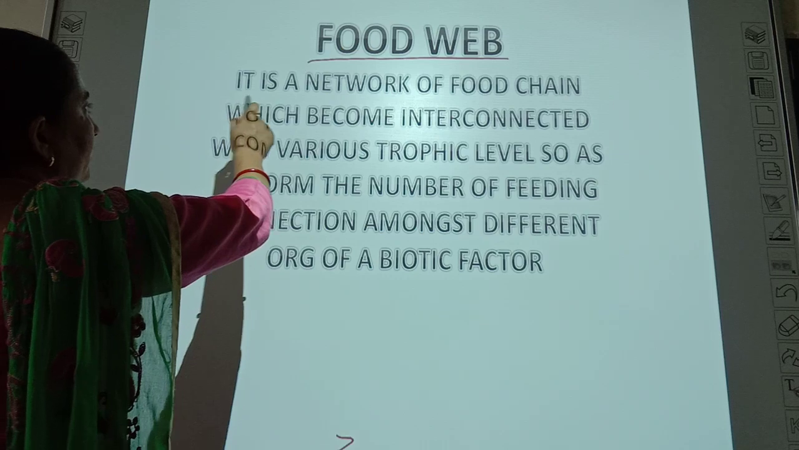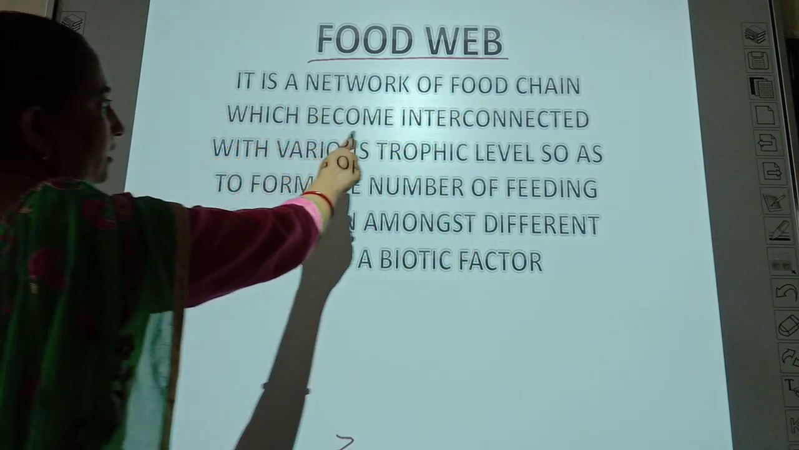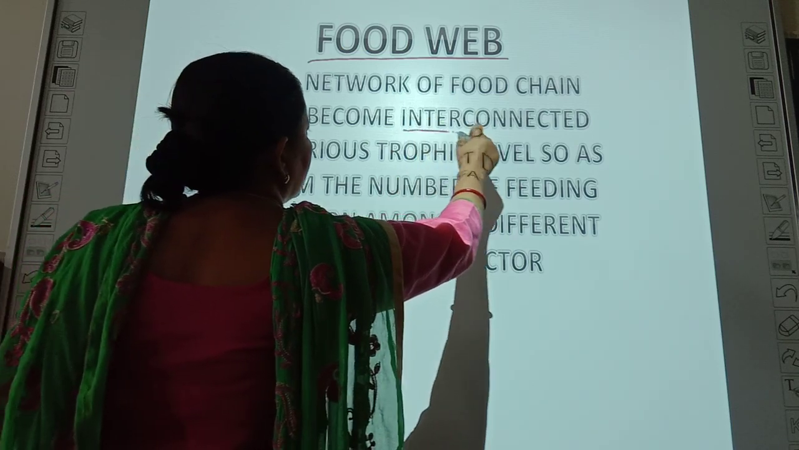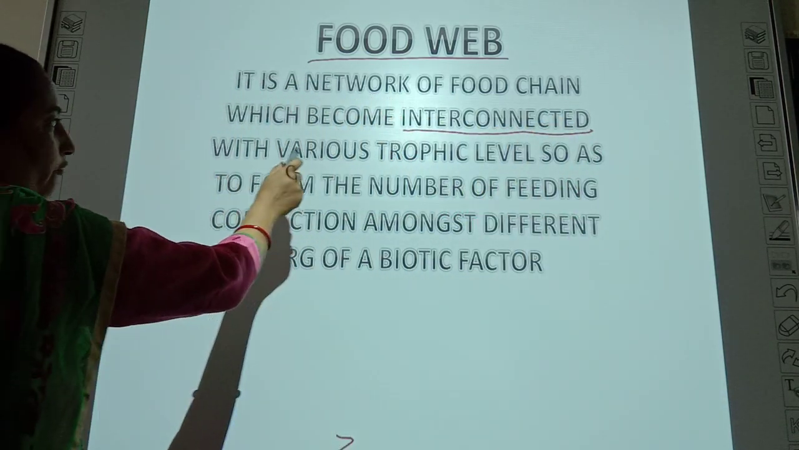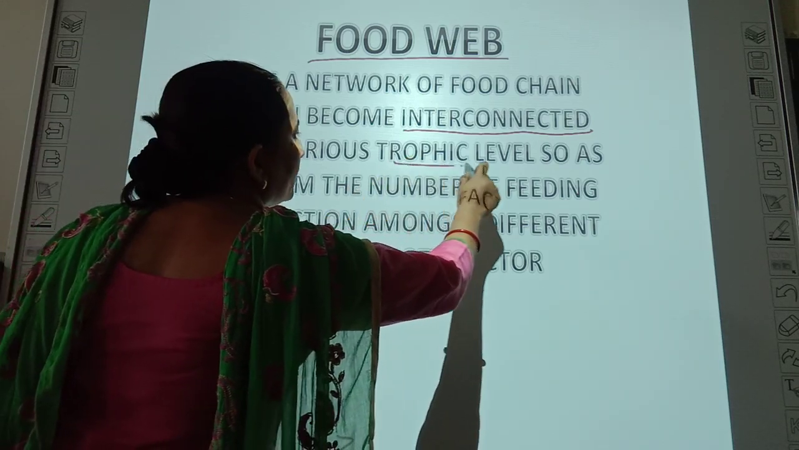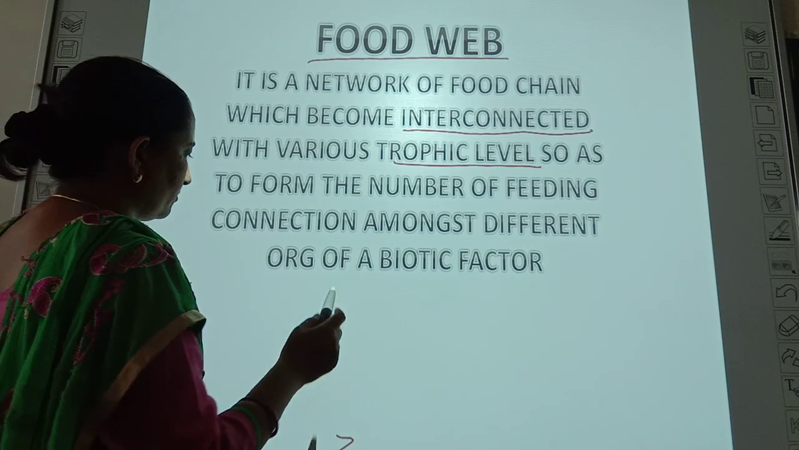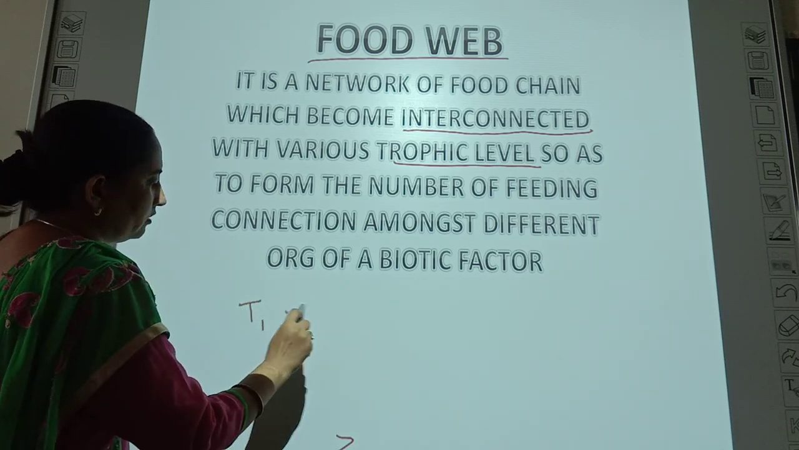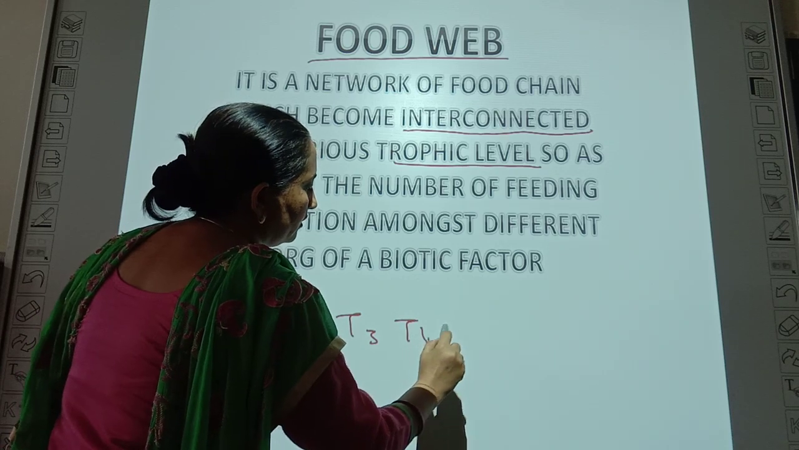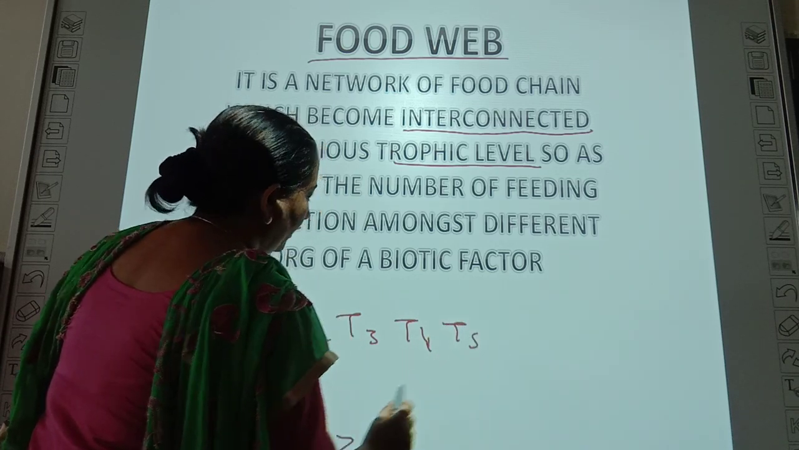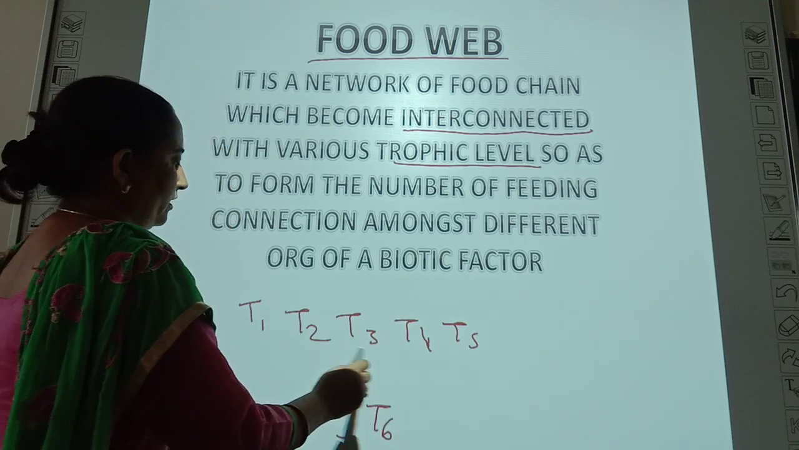A food web is a network of food chains which become interconnected. All the food chains are interconnected with various trophic levels. Trophic levels, as I have already discussed, are T1, T2, T3, T4, T5 and T6. These are the trophic levels.